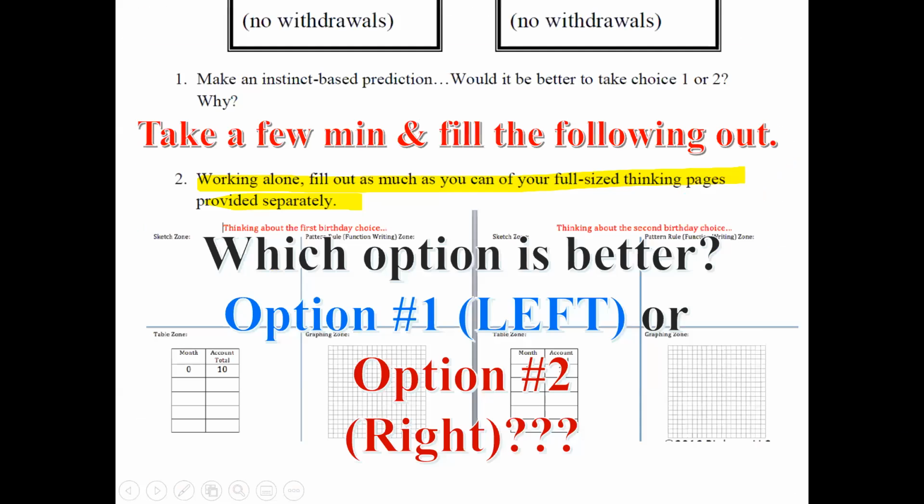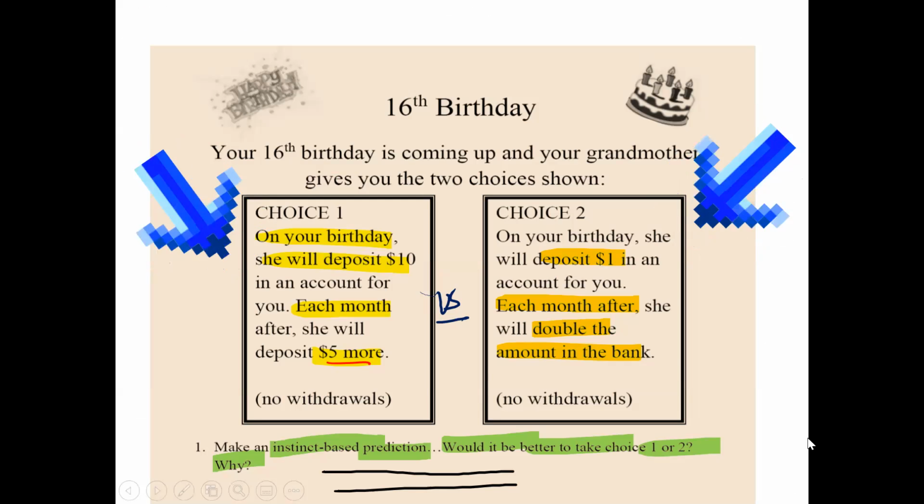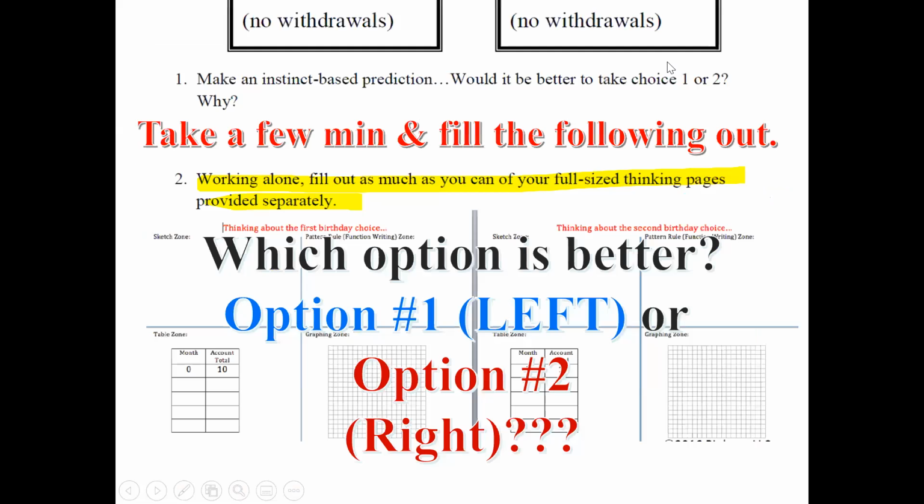Option 2 is that she is going to give you $1 in the account for each month. After that, she's going to double that amount in the bank. So which one do you think will be a better choice? So take a moment. I want you guys to take a look at question number 1. Make an instinct-based prediction. What would be better to take, choice 1 or choice 2?